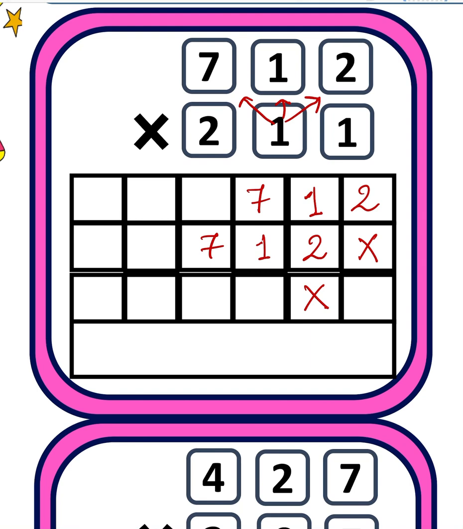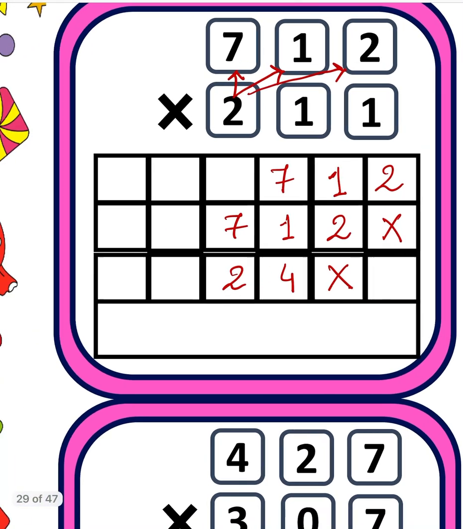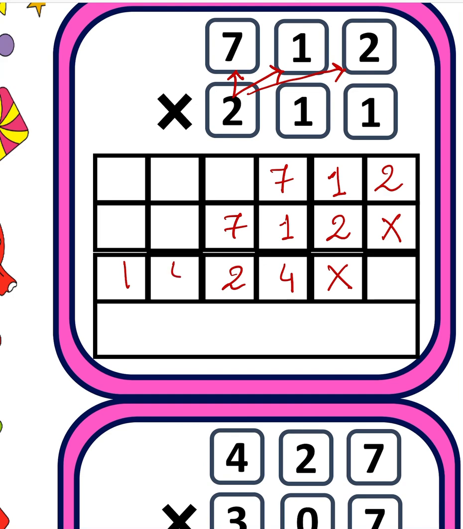Now for the next part, just have a look. We have to multiply this 2 with these 3 digits. So 2 into 2 means 4, then 2 into 1 means 2, and then 2 into 7 means 14. Let me write here 14. Clear?